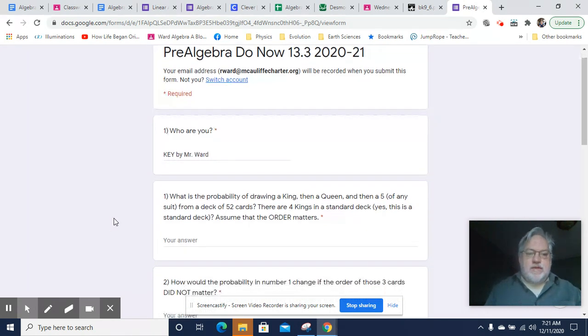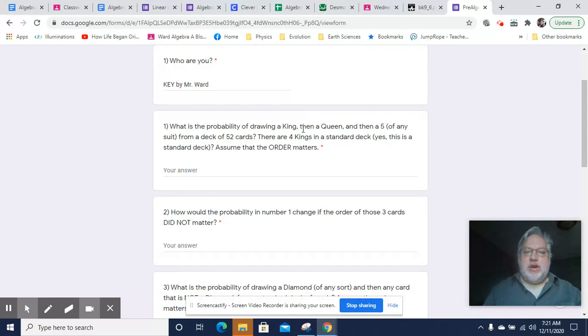Okay, so we got our first question. What's the probability of drawing a king, then a queen, and then a 5 of any suit, for all of those from a deck of 52 cards? Well, our first probability, so this is the probability of king, queen, and then 5, any suit. Okay, and the order is going to matter.